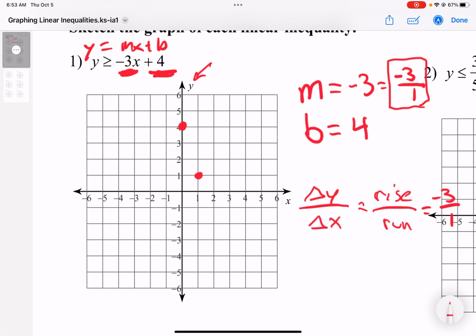All right. I only need 2 points to make a line, but this pattern does continue forever. It's a constant rate of change. So I go down 1, 2, 3, over 1. Down 1, 2, 3, over 1.